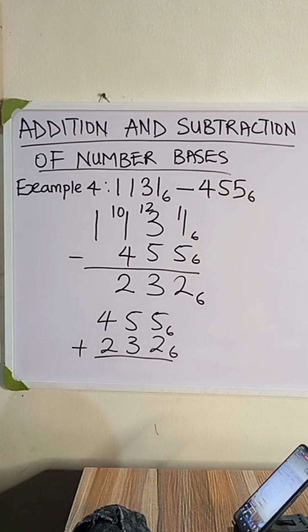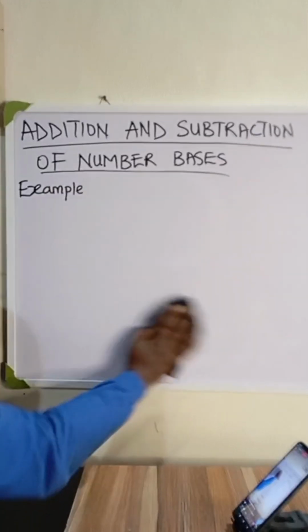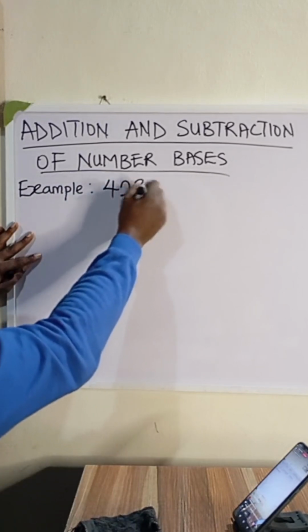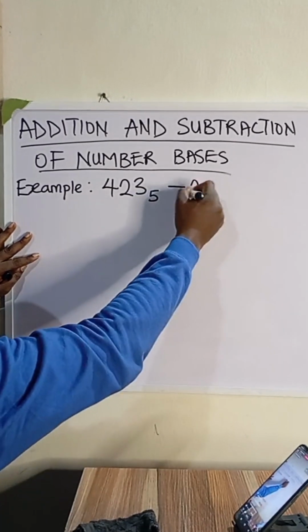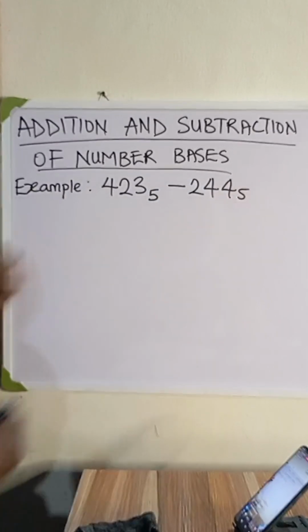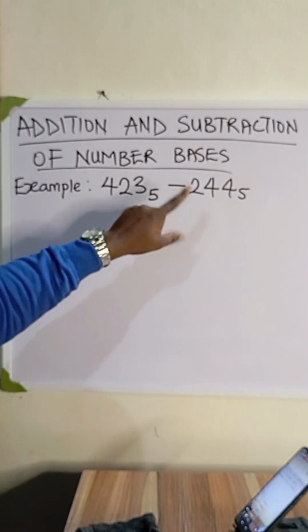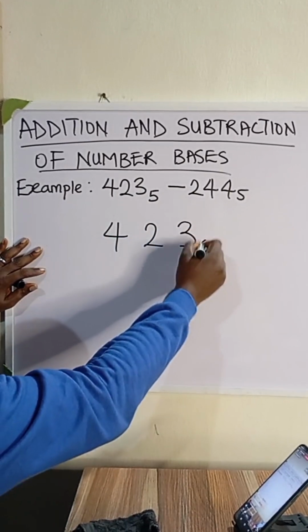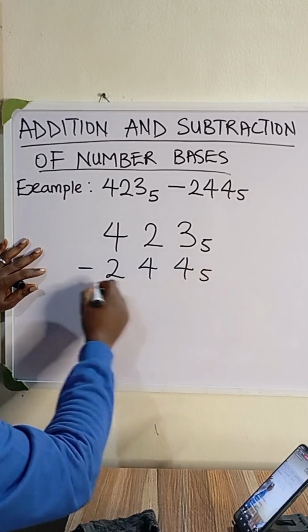So let's look at the last example for today. Let's look at the next example. Four, two, three base 5 minus 244 base 5. Okay. So we have 423 base 5 minus 244 base 5.